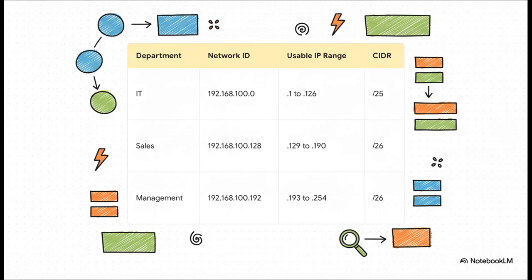And here it is, the final result. It's beautiful. Look at this. The IT department gets what's called a /25 network, which gives them 126 usable addresses, perfect for their 100 computers with room to grow. Then sales and management each get smaller /26 networks, giving them 62 addresses apiece, which is again a perfect fit for their needs. It's an absolutely elegant solution with almost 0 wasted addresses.